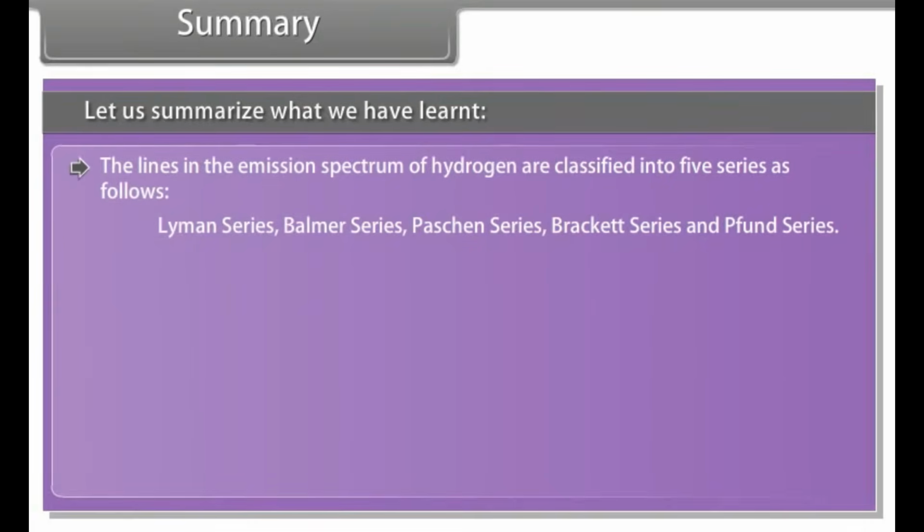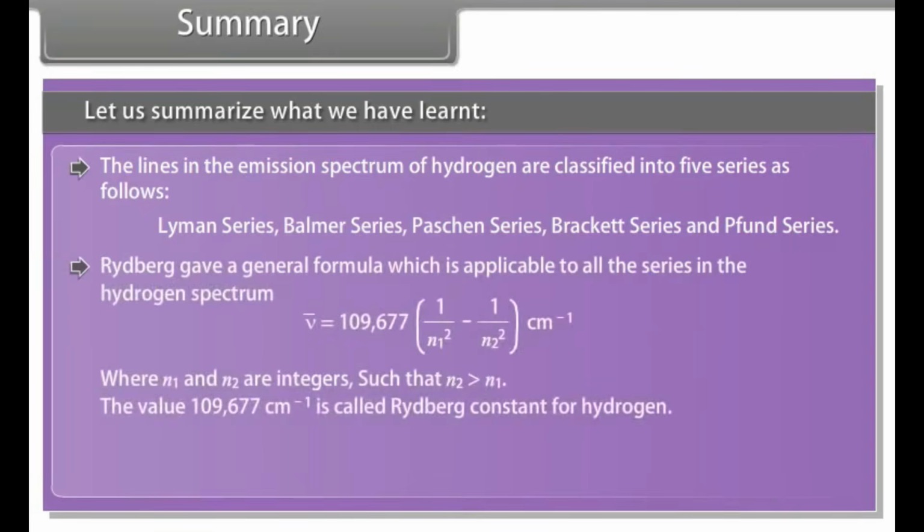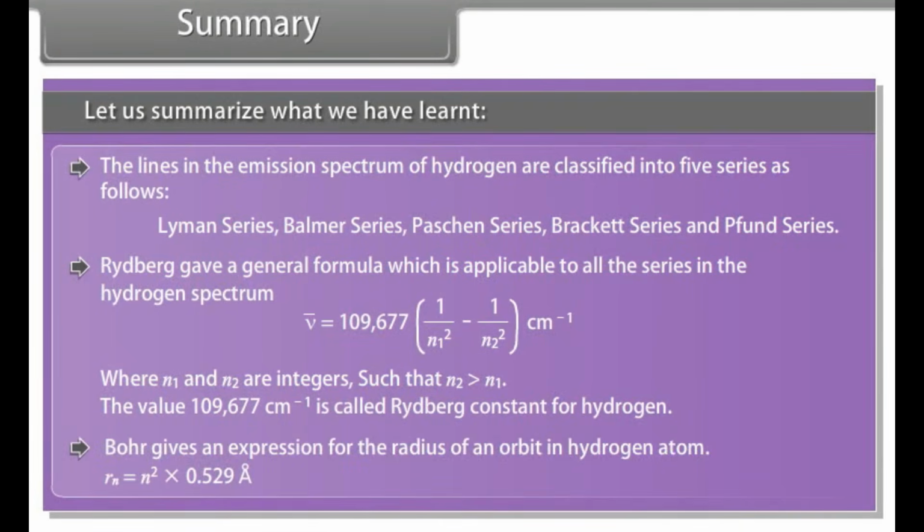The lines in the emission spectrum of hydrogen are classified into 5 series as follows: Lyman series, Balmer series, Paschen series, Brackett series, and Pfund series. Rydberg gave a general formula which is applicable to all the series in the hydrogen spectrum. The value 109677 per centimeter is called Rydberg constant for hydrogen. Bohr gives an expression for the radius of an orbit in hydrogen atom. Rn is equal to n square into 0.529 angstrom.